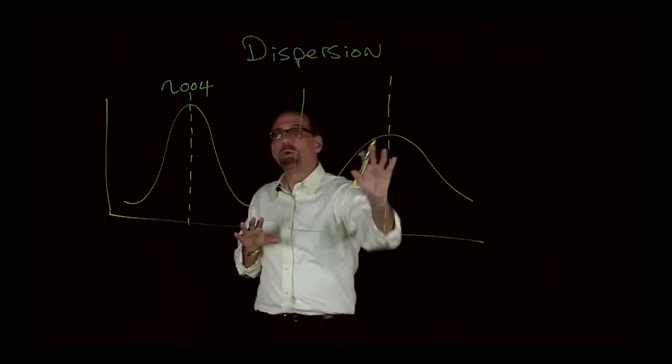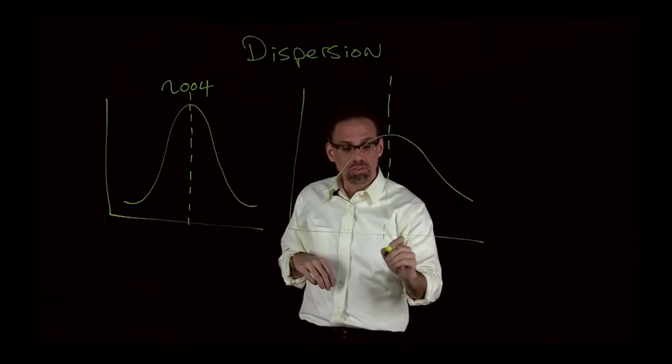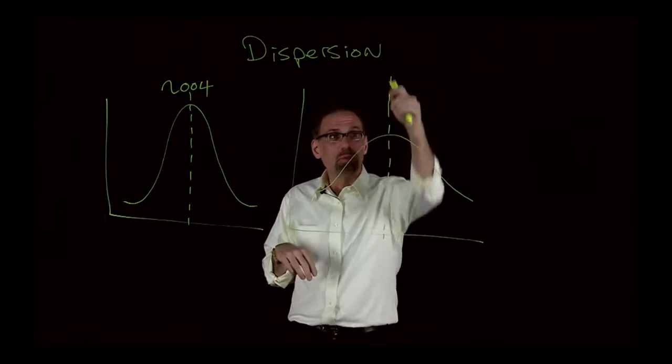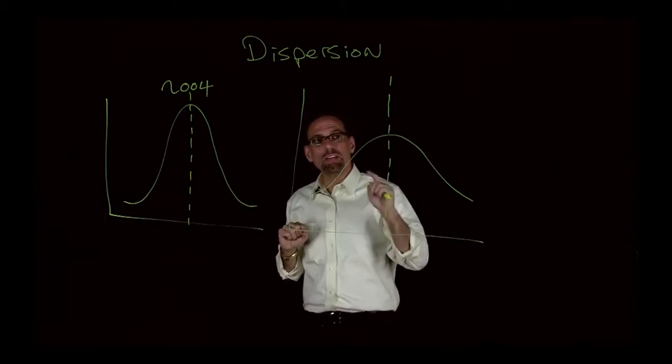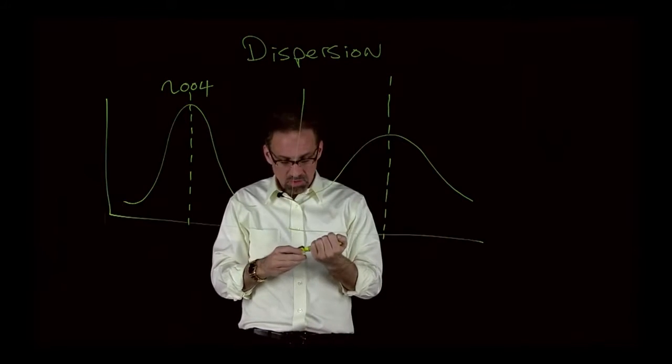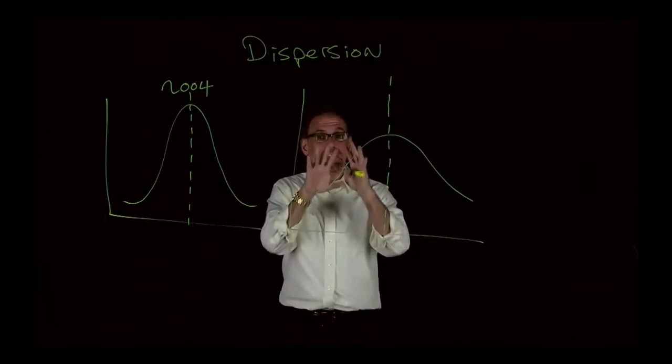So maybe this supports my idea that the rich are getting richer and the poor are getting poorer. But there's no way that I could have told that from just looking at the means, which have stayed exactly the same. Okay? So that's one kind of question that can really actually be answered by looking at dispersion.